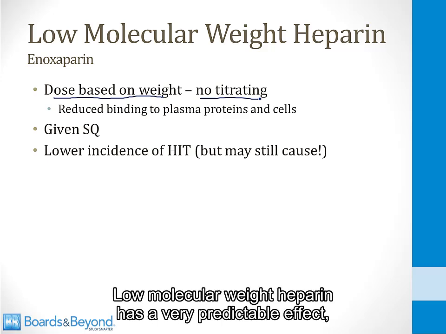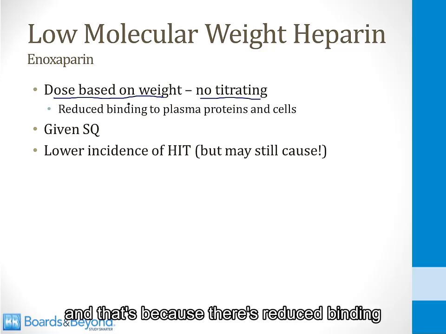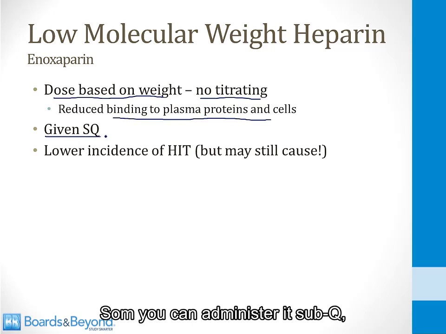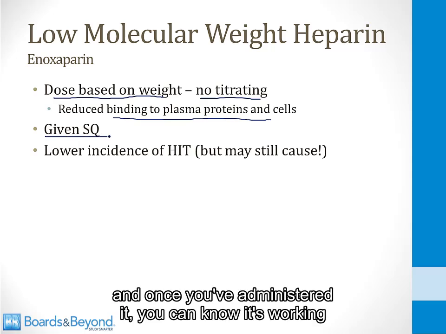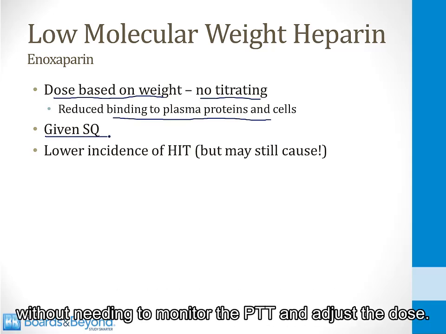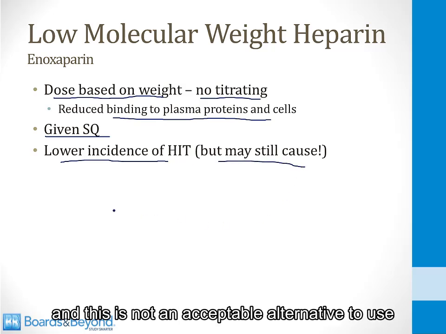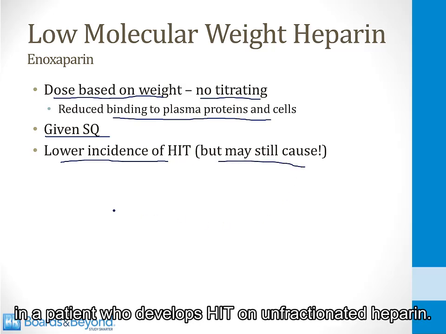Low molecular weight heparin has a very predictable effect, and that's because there's reduced binding to plasma proteins in cells. So you can administer it sub-Q, and once you've administered it, you can know it's working without needing to monitor the PTT and adjust the dose. Another advantage is that it has a lower incidence of HIT, although it still can cause it, and this is not an acceptable alternative to use in a patient who develops HIT on unfractionated heparin.